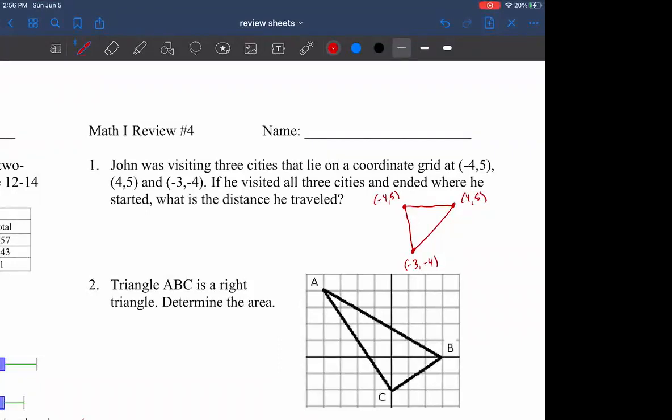To find the distance he traveled to connect all 3 of these cities, I'm just looking for the perimeter. The top side is pretty easy. If you're going straight sideways, just look at the x values. From -4 to 4, that's a distance of 8. Now, the other two are at an angle, so I'm going to turn those into little right triangles and use the Pythagorean theorem to find those distances.